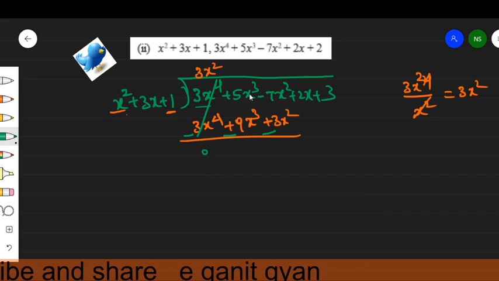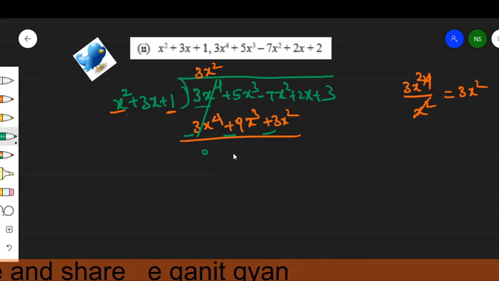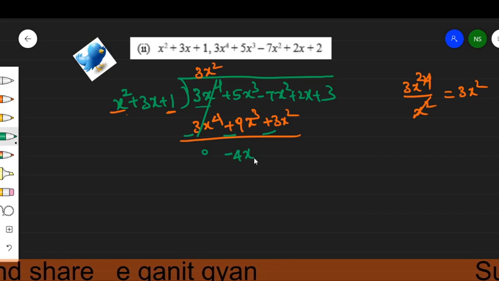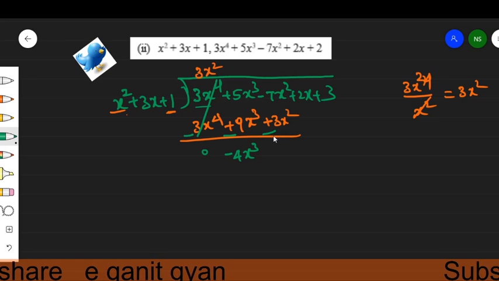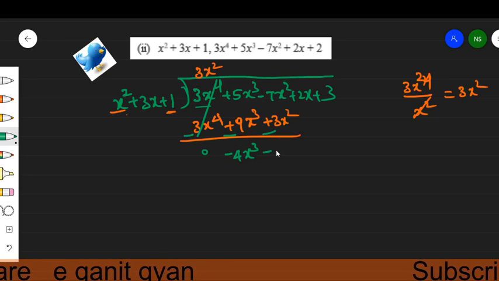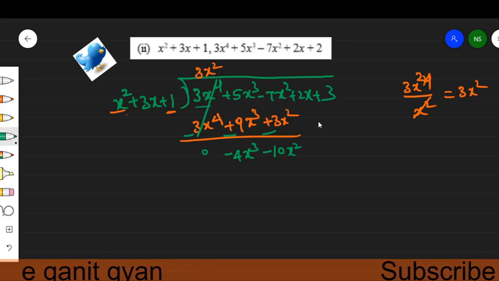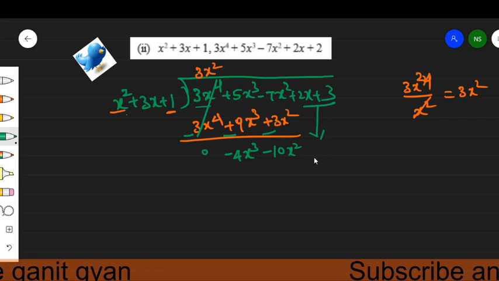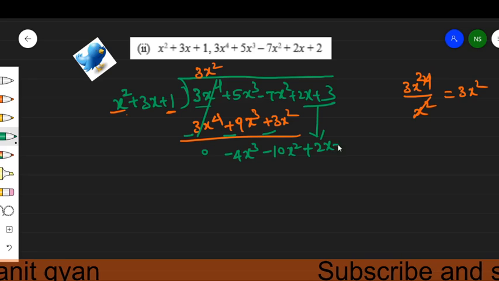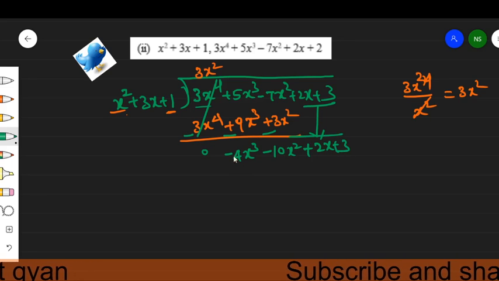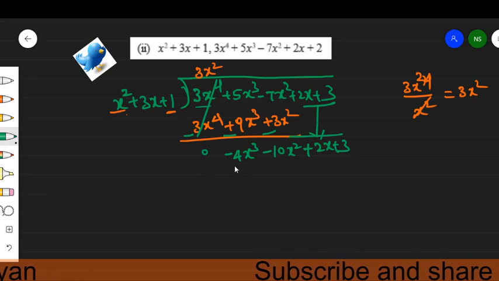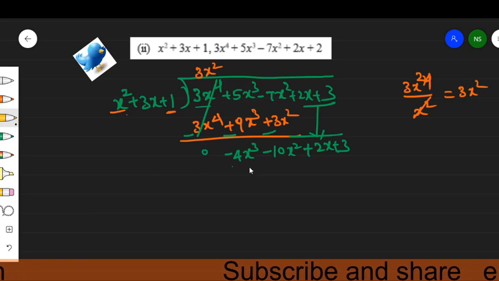Now here, 5x cube minus 9x cube is minus 4x cube. Minus 7x square minus 3x square, I will get minus 10x square. And the next two terms come down, so that we will get here 2x plus 3. Then we will continue the process further by using the same method.